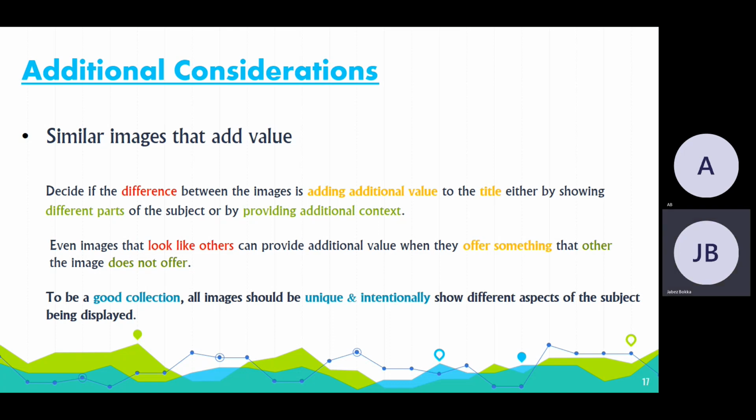Whenever we have a good collection, in order to be a good collection, all images in the set of images should be unique, and they should show different aspects of the subject. Even images that look like others can provide additional value, as I've mentioned. When an image is showing something within that particular image, we can consider it as additional value of that image.